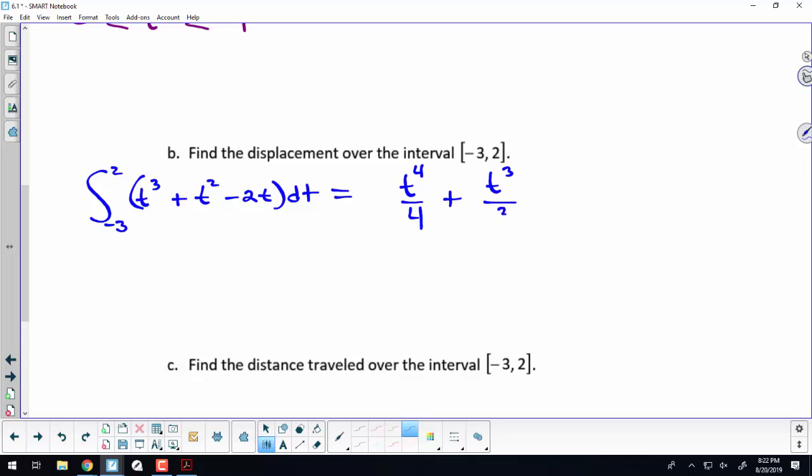So t cubed over 3, minus the antiderivative of 2t, which is going to give us t squared. So we add 1 to the exponent, gives us t squared over 2. The 2 and negative 2 divide out. And remember, once you find the antiderivative, all you have to do now is plug the endpoints in.